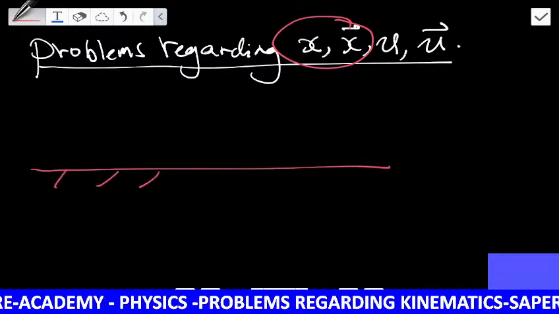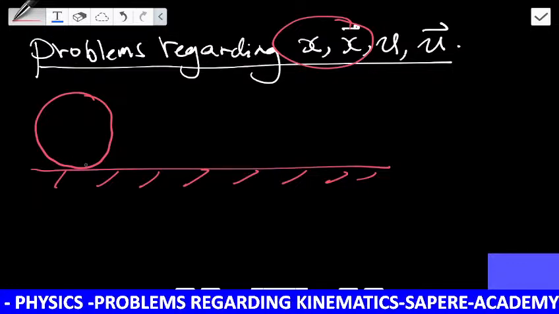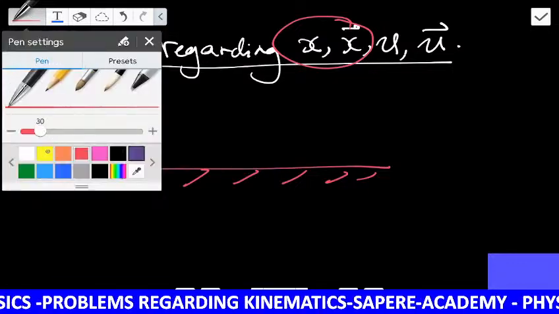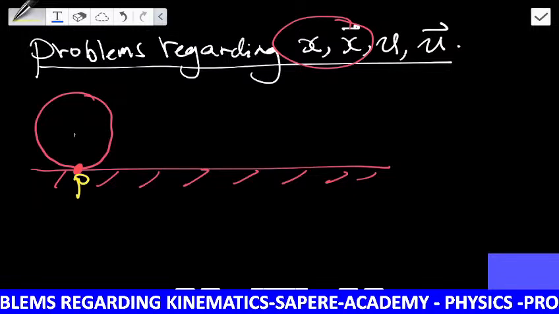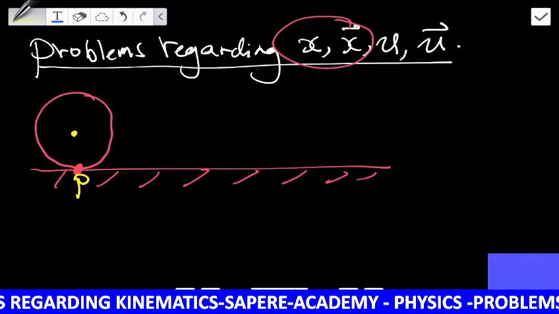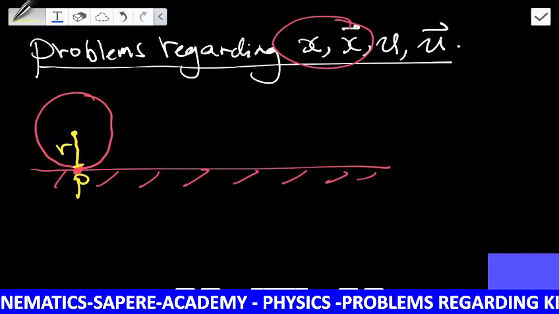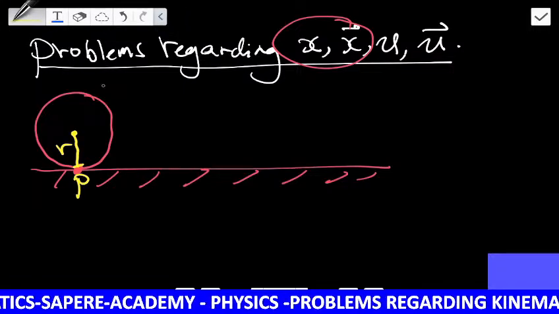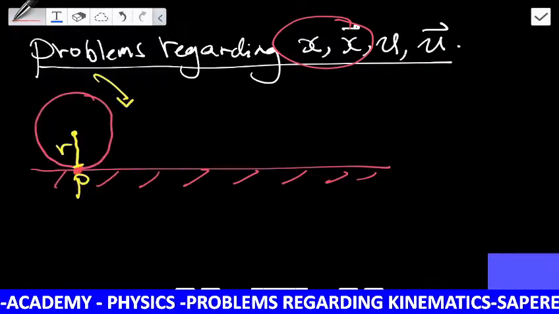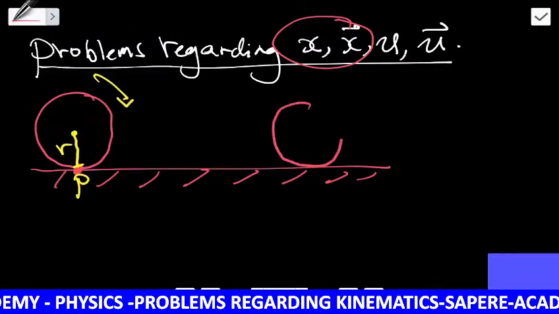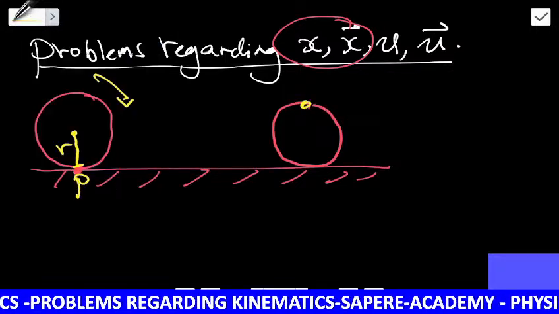Let us suppose we have some wheel. So we have this wheel, and here I have a point, which I'm going to call point P, and this is the center. We have some radius r, let me write it in small letters. Now suppose that this wheel rolls, and after rolling it comes to this position right here. So when it arrives here, the point P has now been translated.